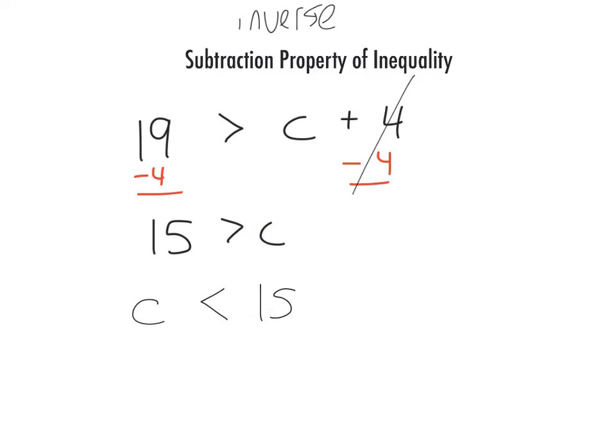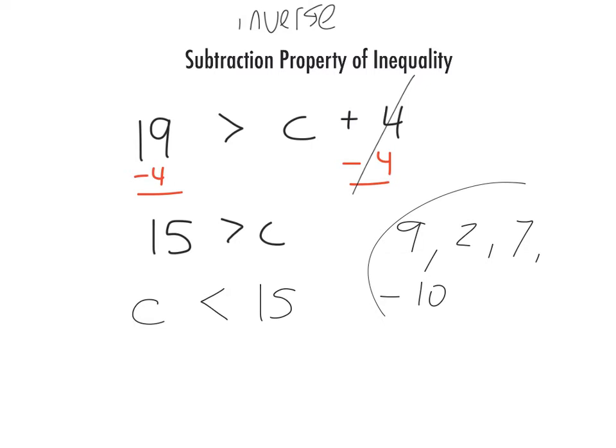And so what would be an answer here? Well, c stands for, like we said up above, all real numbers that are less than 15. So for example, what's a number that's less than 15? 9, 2, 7, negative 10. So if we plug them in, is 9 less than 15? Yeah. Is 2 less than 15? Yeah. Plug them in back here. Is 19 greater than 7 plus 4? Well, 7 plus 4 is 11. And so would 19 be greater than 11? Yeah, so that works also.